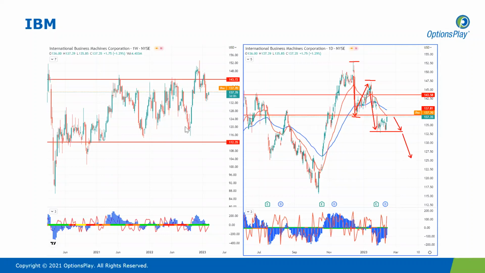But if you look at it from a bit longer term perspective, it is quite tempting to play for a revisit back to the 110s, 120s for IBM, considering the fact that it has for the last few years been in this big range.